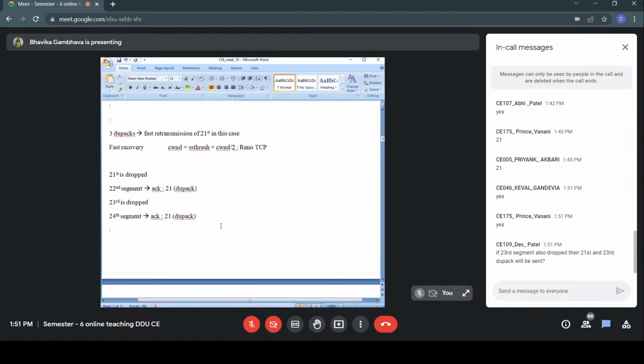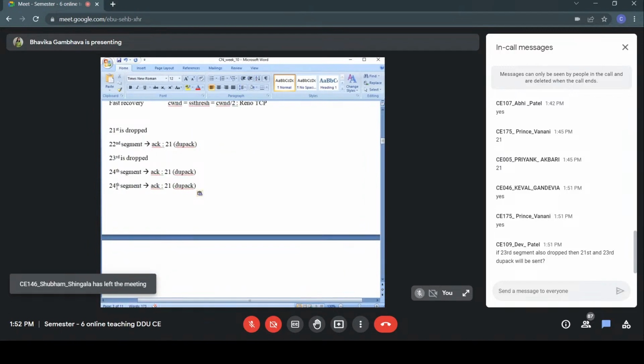So in this scenario, a duplicate acknowledgement for 23rd will not be sent. When 24th is received, then we'll be getting an acknowledgement of this only. Now, when 25th is delivered, packet number 25, it will generate an acknowledgement of 21. So the transmitter actually doesn't know that 23 is dropped. It is getting acknowledgements of 21, 21, 21. So what will it do? It will fast transmit 21.